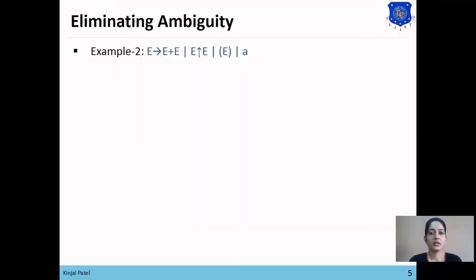Okay, so here is the second example. I have just replaced star with the power symbol. So here you can see the three operators: plus, power and bracket. Bracket has the highest priority, then power has the second highest priority, and plus has the lowest priority. So plus should be at the highest level in the grammar, then power should be at the second level of the grammar, and bracket should be at the third level.